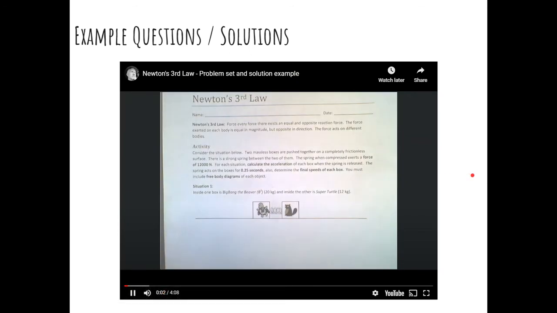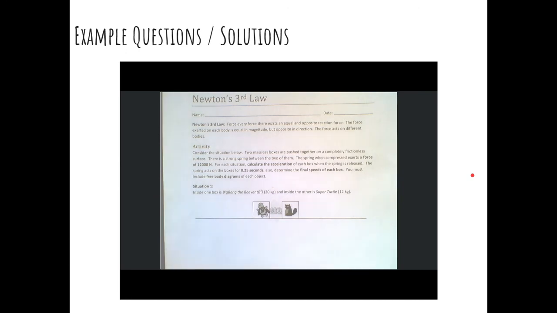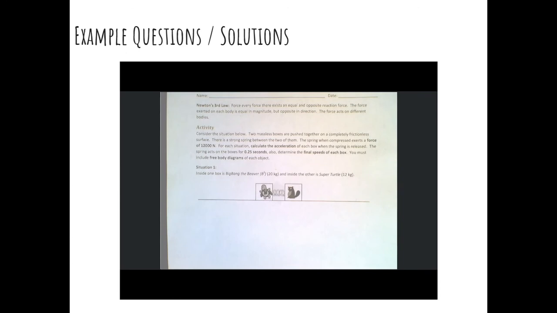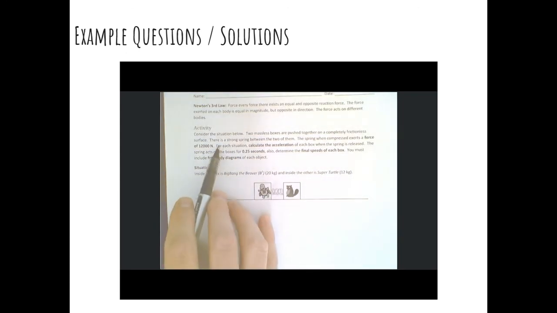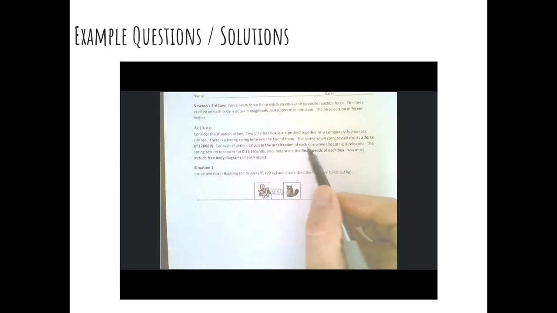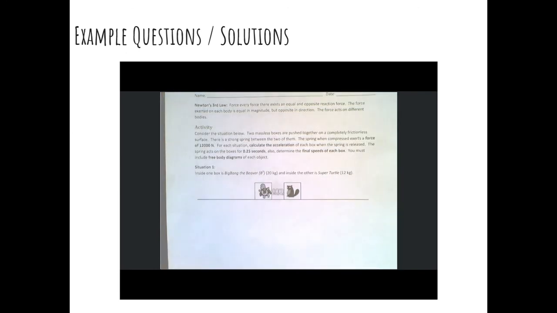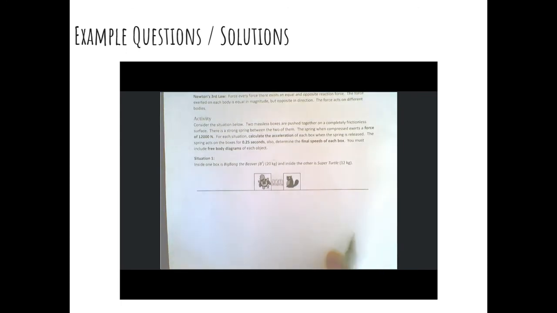Okay, so in this last example, we're just going to do a few consolidation questions, and you're going to finish off this sheet on your own. All right, so we're going to consider the situation below where there are two massless boxes, but they contain these two characters. There's a strong spring between the two of them. The spring, when compressed, exerts a force of 12,000 newtons. For each situation, calculate the acceleration of each block, and also, if the spring only acts for 0.25 seconds on each block, find the final speed for each block. Include free body diagrams. So we've looked at this problem already before, but this is just some consolidation for it.